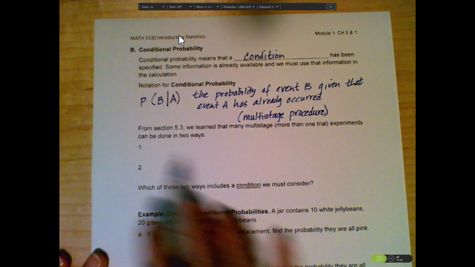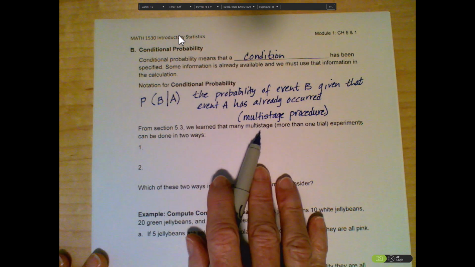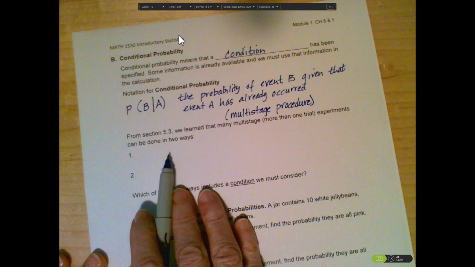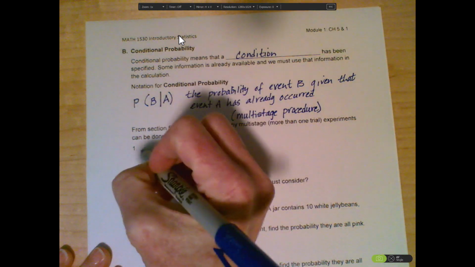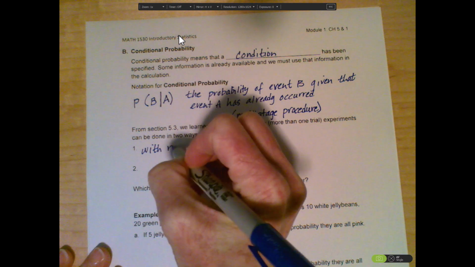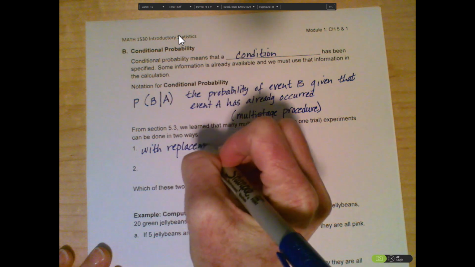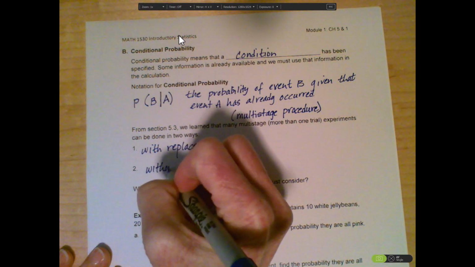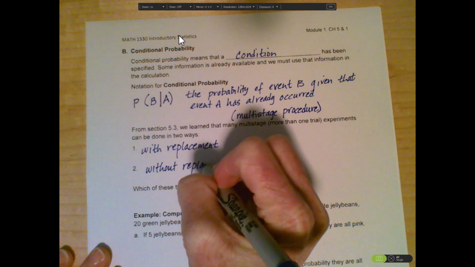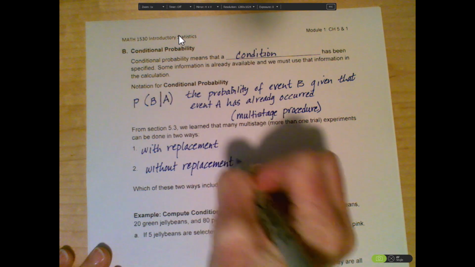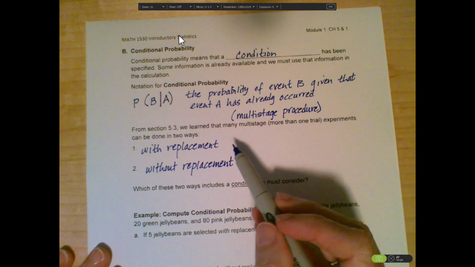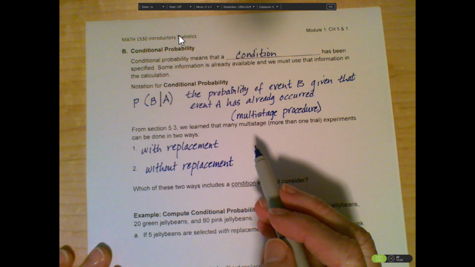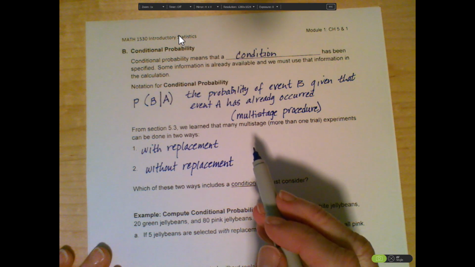Okay. From section 5.3 we learned that many multi-stage, more than one trial, experiments can be done in two ways. We learned the two ways are with replacement and without replacement. And we said that leads us to the decision of whether or not we have independent events or dependent events.